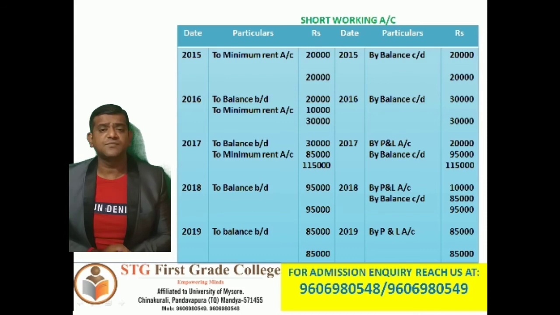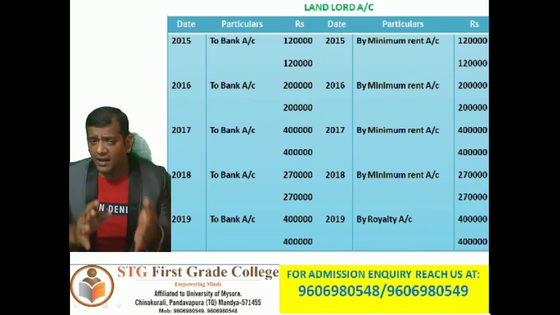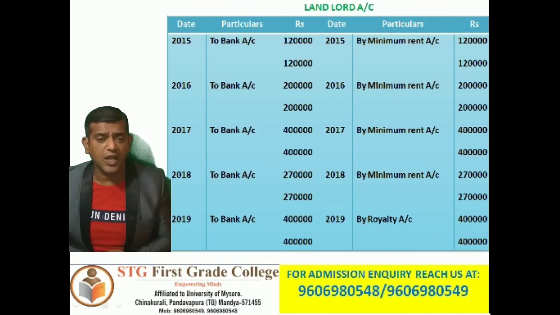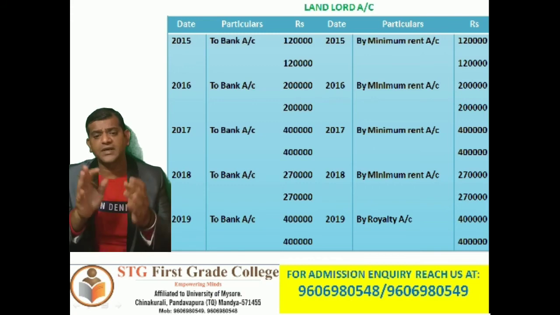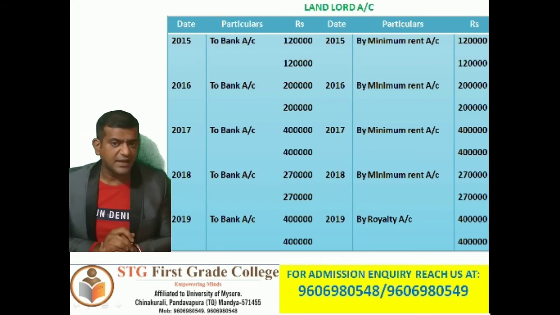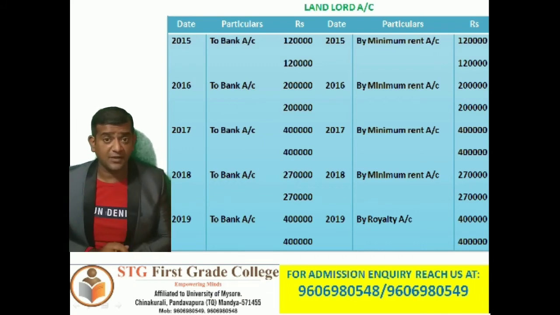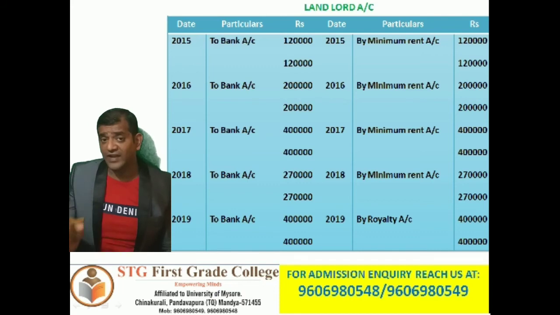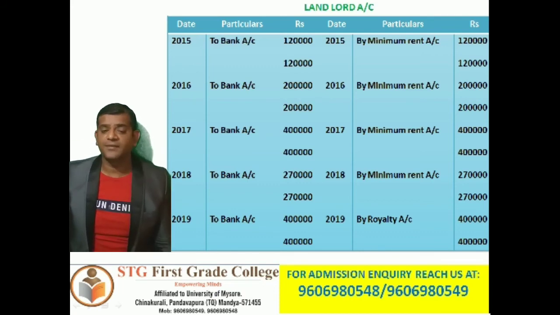So next let us move further, landlord account. So again, landlord account consists of 6 columns: date, particulars, rupees, date, particulars, rupees. So here you must be very clear. Whatever the amount I have taken in a landlord account, that is the actual amount payable column amount. Whatever we have entered in the last column of analytical table, that is amount payable column.